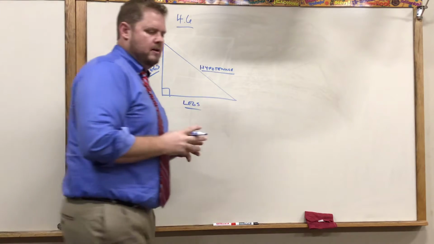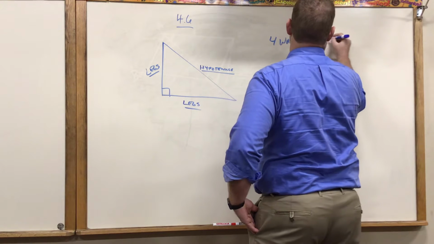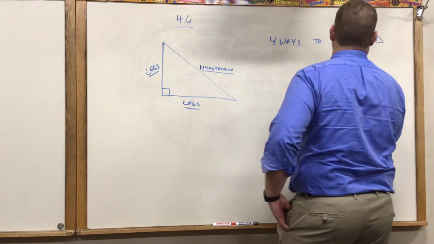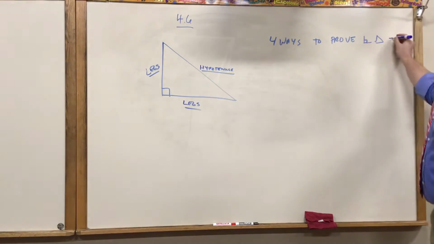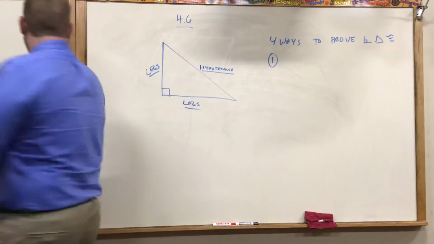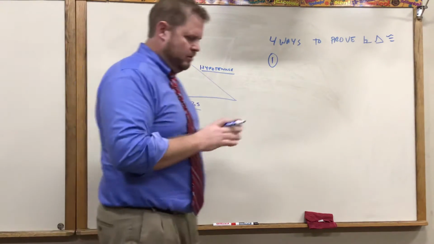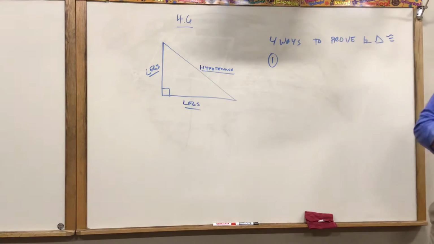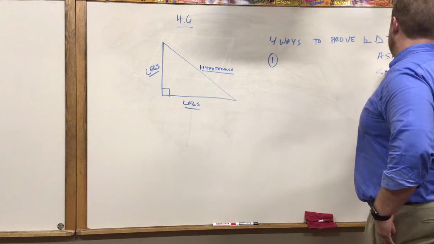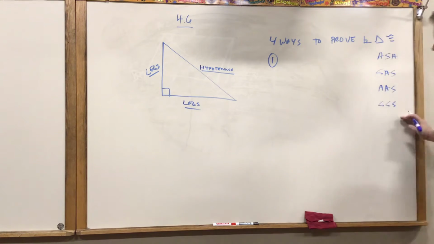So what we're going to do is I'm going to give you 4 ways to prove a right triangle is congruent. All right, we'll use symbols here. Now, when we talked about two regular triangles, we talked about angle, side, side, side, angle, side, and angle, side, angle. I'll write them over here: angle, side, angle, side, angle, side, side, side. Okay, so those are our 3 when it's regular triangles.